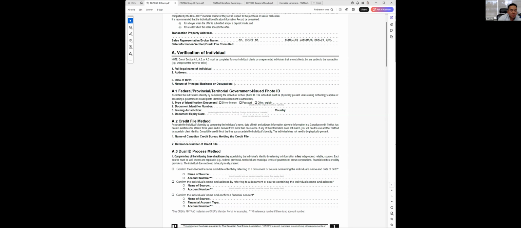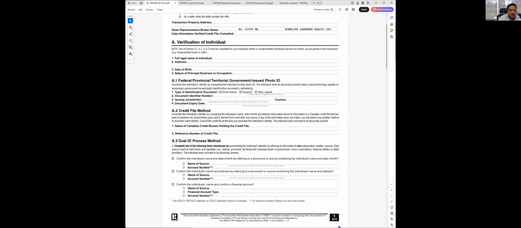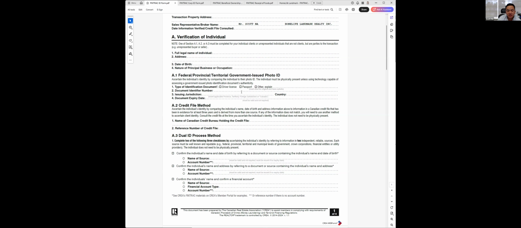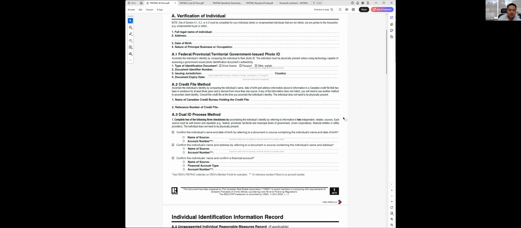And then in terms of the government issued photo ID, the most common one will be either the driver's license or a passport. Then you have to record the document number, so the driver license number or the passport number, where it was issued, and the expiry date. You don't have to take a picture of the ID, but you do have to see it physically and record those details. If the client does not have a driver's license or a passport, there are other ways to verify their ID. And importantly, you do need to get some sort of photo ID.